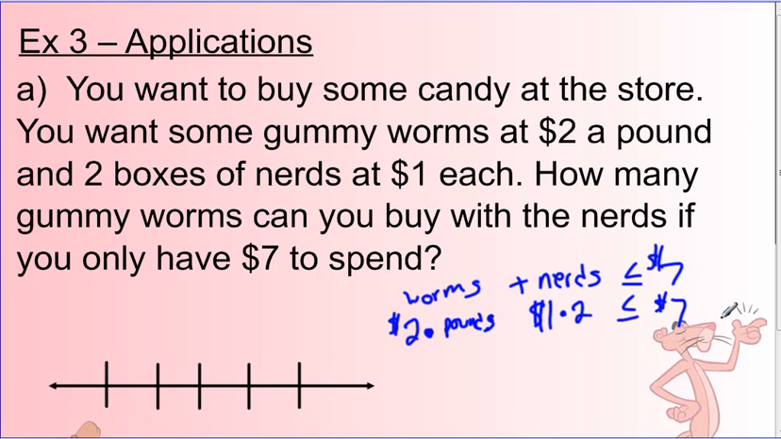So this is my verbal model. Worms plus nerds has to be less than or equal to $7 because I only have $7. I can't spend more than that, but I can spend up to 7. So now we just turn this into our little math problem. 2, maybe W for worms instead of P for pounds, 2 times the amount of worms plus, now this guy is just a number. That's 2 times 1, plus $2, is less than or equal to 7.